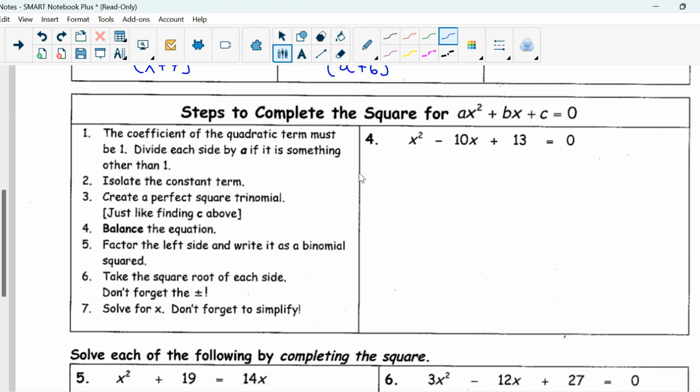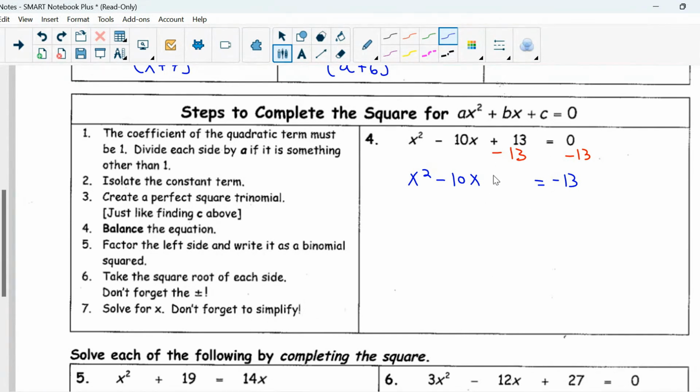So first step here, we need to make sure that we have an a value of 1. In this case, we do. Then we need to isolate the constant. So to isolate the constant, we need to move 3 to the other side. So we'll do that by subtraction. That leaves us with x squared minus 10x. Now we have a blank here, equals negative 13.